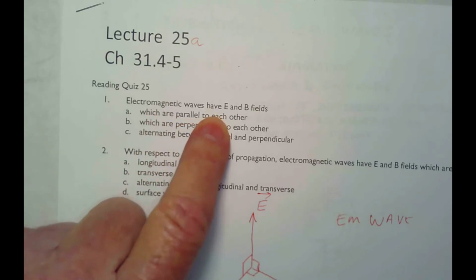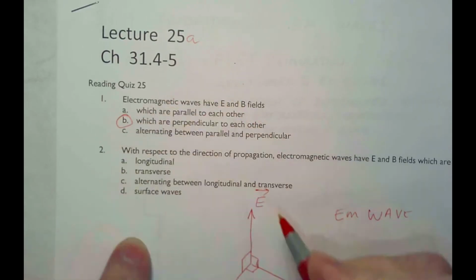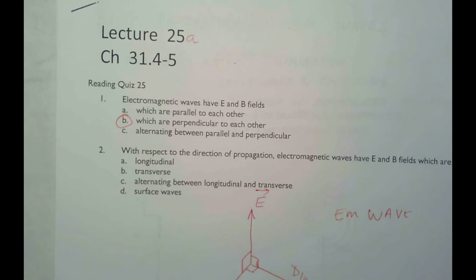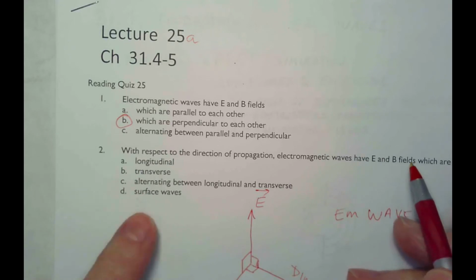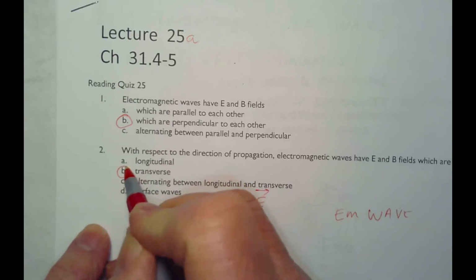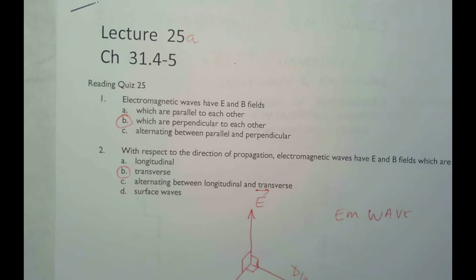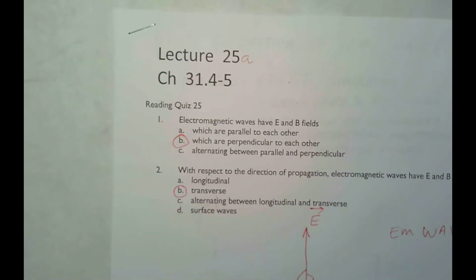So that's the answer to number 1 and number 2. EM waves have E fields and B fields which are perpendicular to each other. With respect to the direction of propagation, EM waves have E fields and B fields which are transverse to the direction of propagation. Remember in sound waves from Physics 111, if I had a wave going in this direction, if that was the propagation direction, and the disturbance was longitudinal like sound, that was a longitudinal wave. If I had a string, that's a propagation that's transverse. So EM waves are transverse waves.